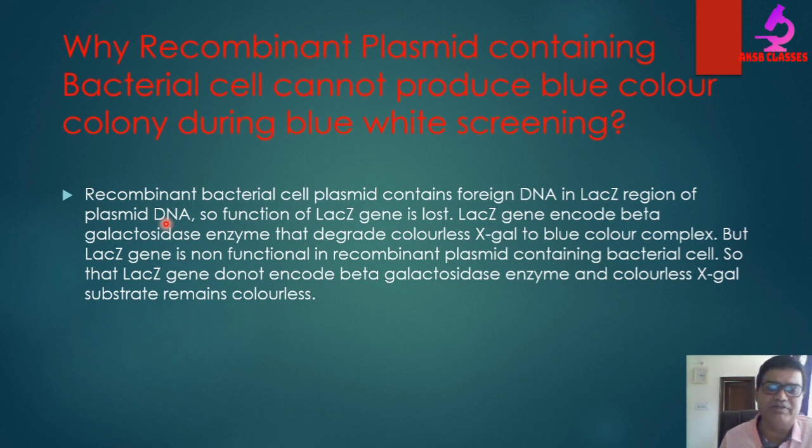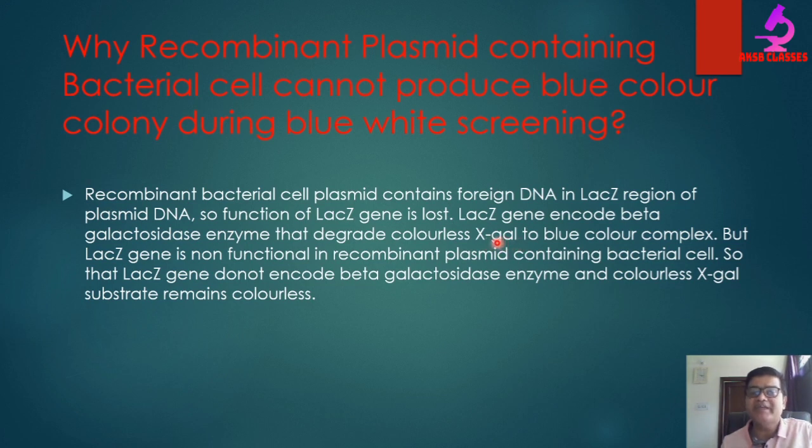plasmid. This is an example. So the function of the lacZ gene is lost. You know, the lacZ gene encodes and produces the beta galactosidase enzyme, and this beta galactosidase enzyme degrades a colorless substrate, that is 5-bromo-4-chloro-3-indolyl beta-D-galactopyranoside. This is the complete name of X-gal.